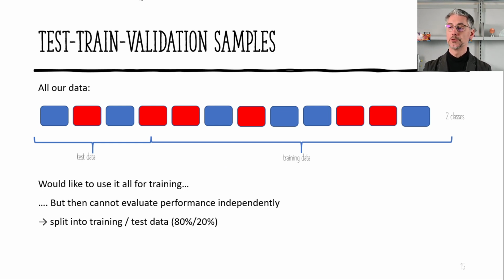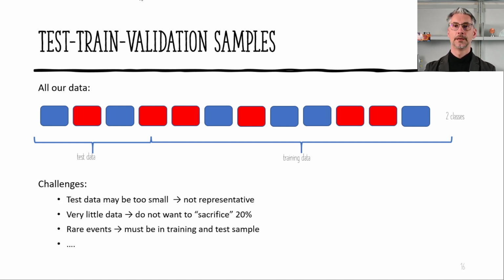One of the things we can do is to split the data in test and train and validation samples. So this helps us evaluate the performance of machine learning algorithms. So imagine that we have two classes and all our data can be represented by blue and red rectangles. Ideally, we would want to use all of this for training, but then we cannot evaluate the performance on an independent data set. So we need to split our data into a test and training data set, and a typical value is to use 80% for training and 20% for testing.